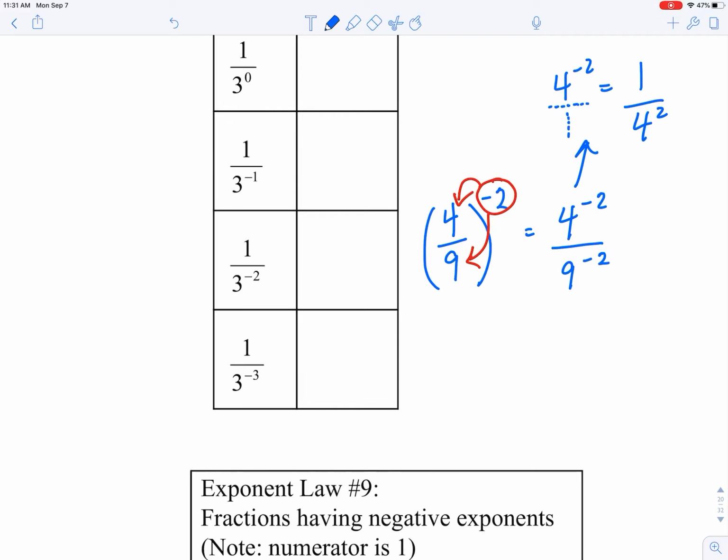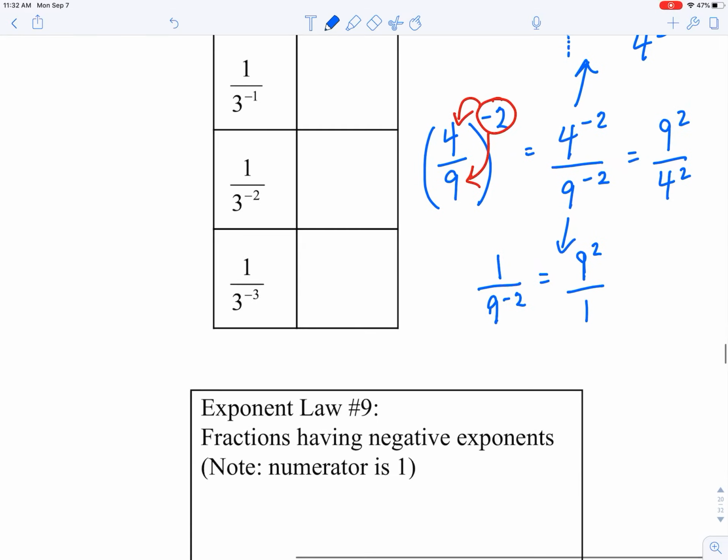The trick here, and I can explain it more in class if you want to know why it works, for 9 to the -2, if I had 1 over 9 to the -2, it was down low, it's going to move up top. So it's going to be 9 squared over 1. So the final answer for this one would be 9 squared over 4 squared. So the rule is, if you have a fraction to a negative exponent, you are going to flip it and turn the exponent positive.